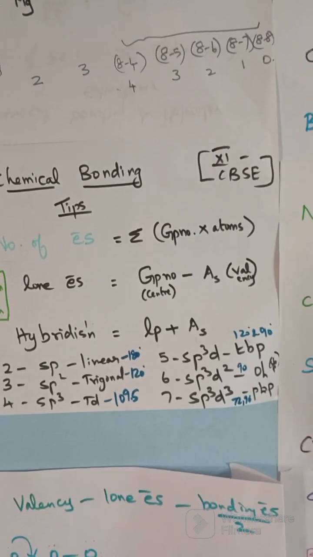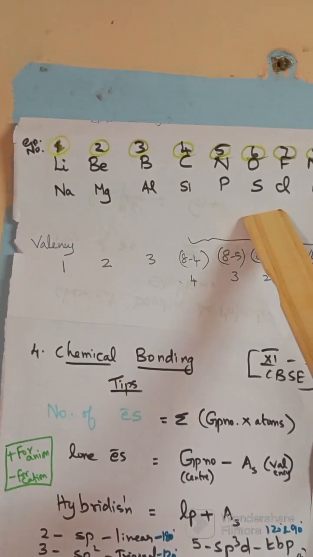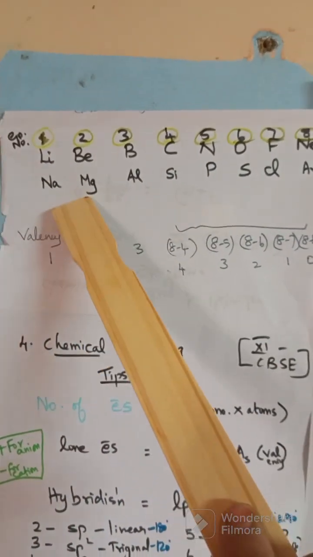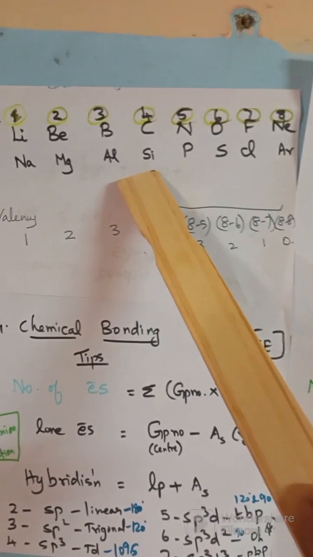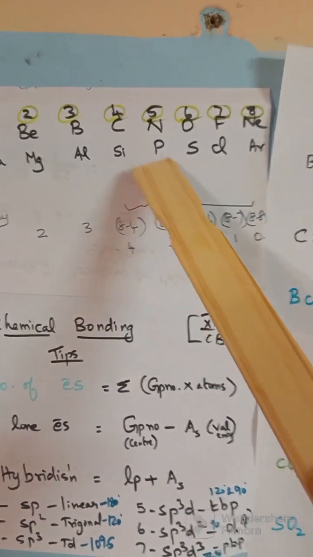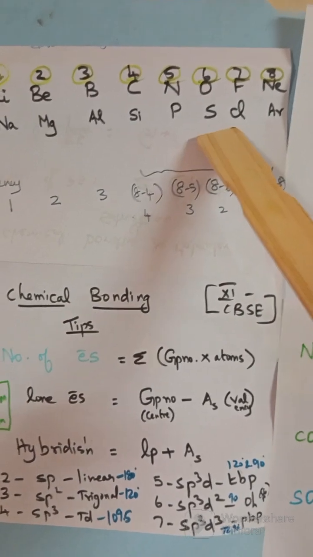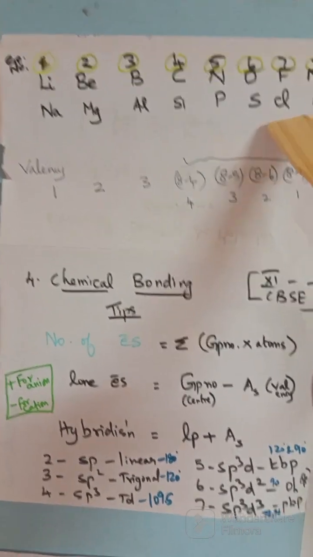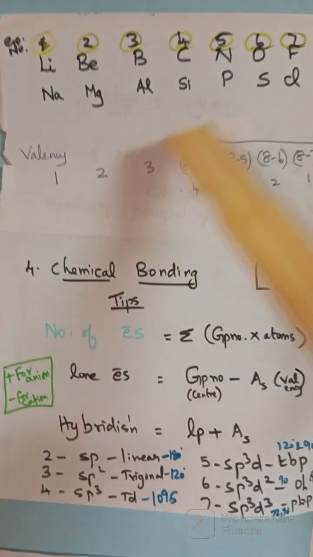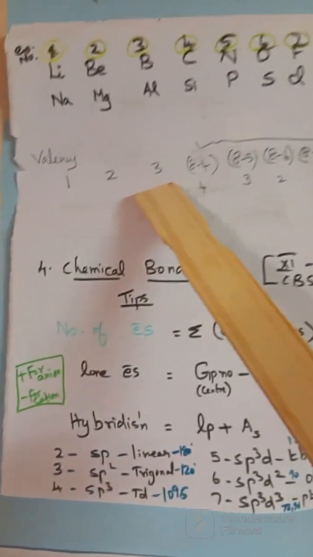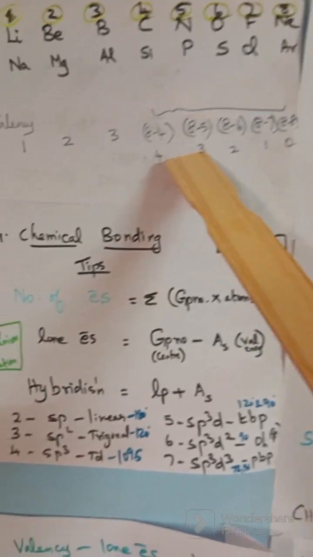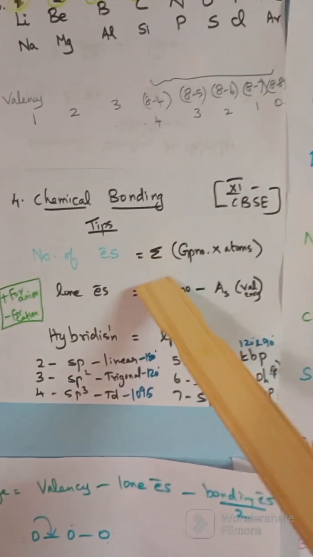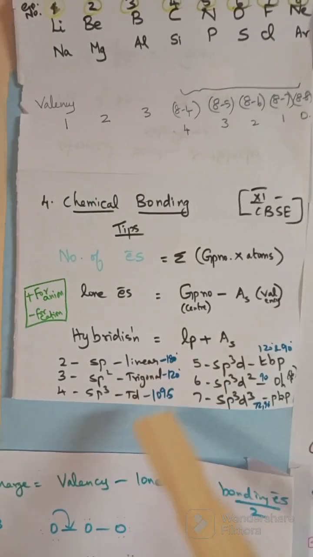Now the term group number means the group where the element is present in the periodic table. Now we are going to see a few structures which have these atoms only. So lithium belongs to the first group, beryllium second group, boron third group, carbon fourth group, nitrogen 5, oxygen 6, fluorine 7 and neon 8. This is the group number, and the valency for the first three is the same. For the remaining it is 8 minus the group number. Now we are going to apply these formulae and get the geometry of the molecule.